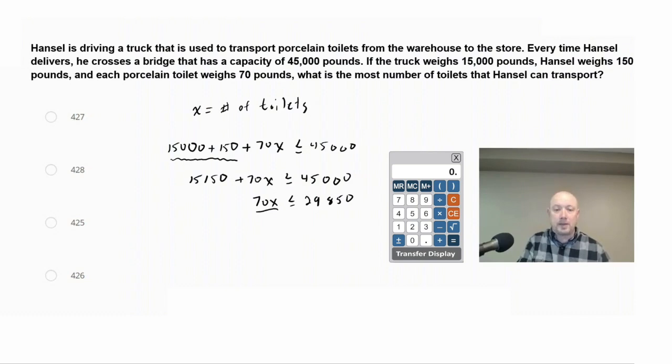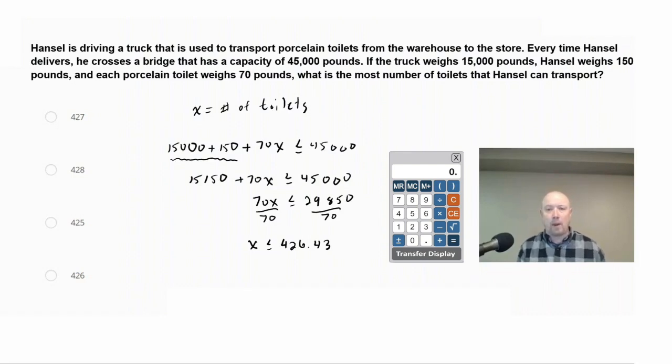I'm going to divide both sides by 70. So we can use our calculator on screen for that. And I'm going to get x has to be less than or equal to, and I'm not going to get a whole number here. I'm going to get 426 point, let's say 43, rounded to the hundredths place.